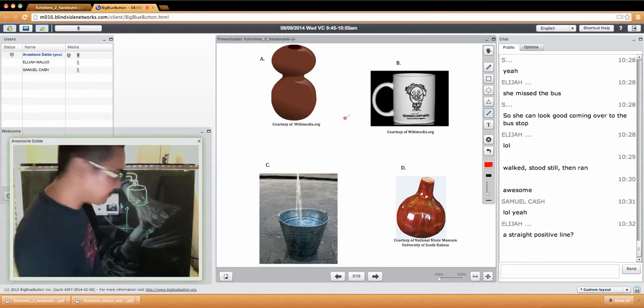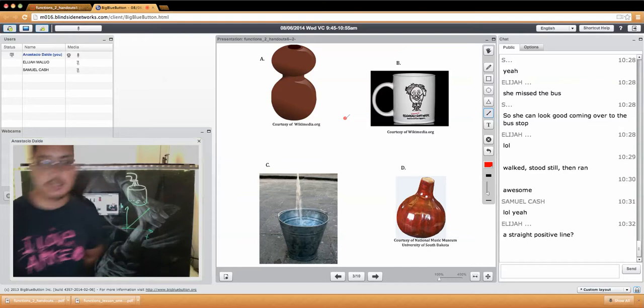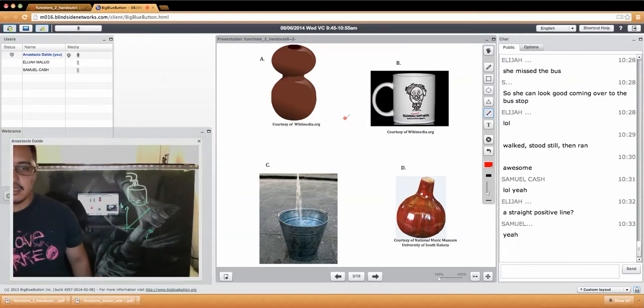I think it would be a straight positive line. Exactly. It would just go up at a constant rate. You guys agree? That's the coffee mug. All right, let's try C.